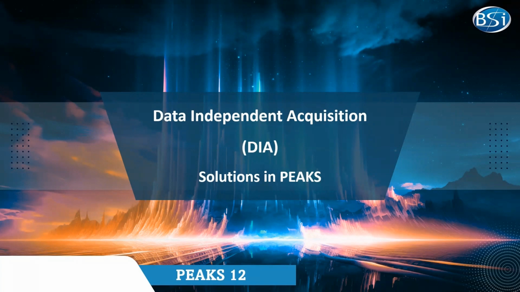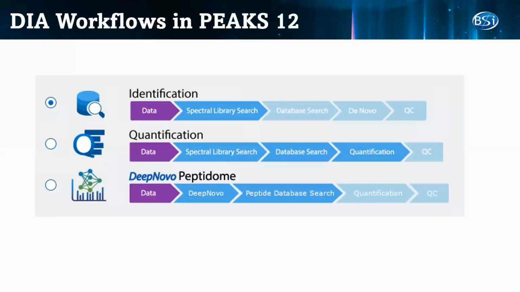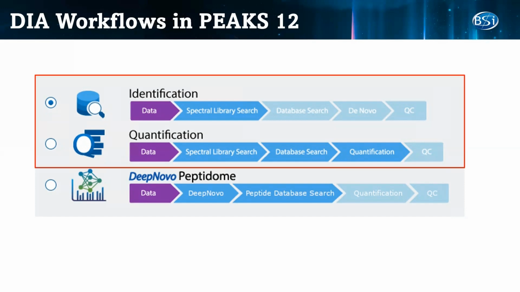You can use the chapters along the progress bar down below to jump to the sections that are relevant to you. The Peaks 12 DIA solution offers 3 different workflows: identification, quantification, and DeepNovo-peptidome. This video will focus on identification and quantification. The DeepNovo-peptidome workflow will be discussed in another video.